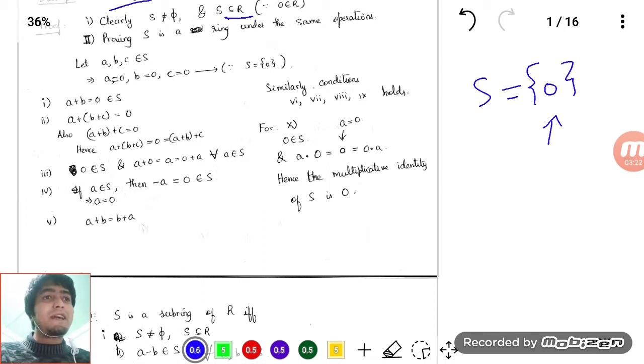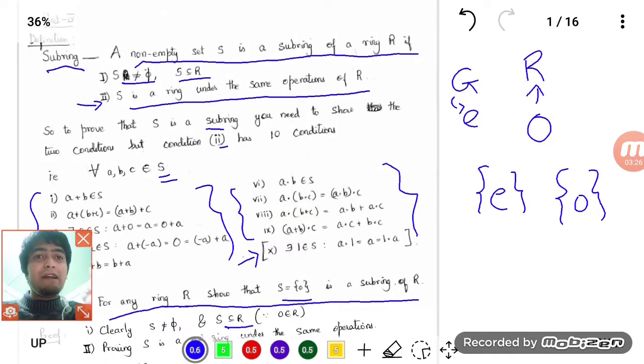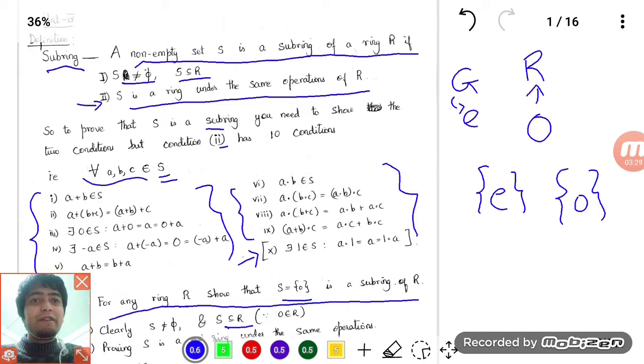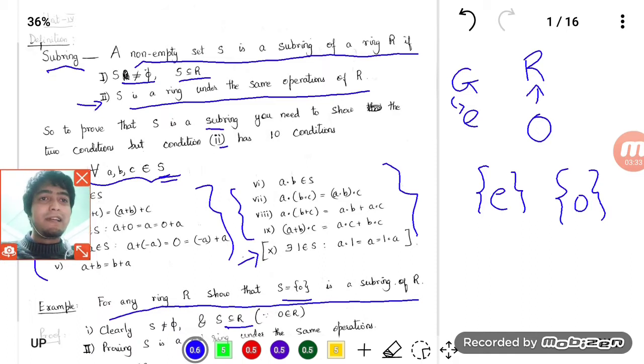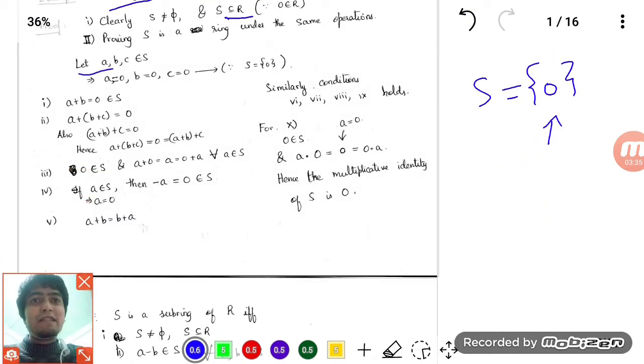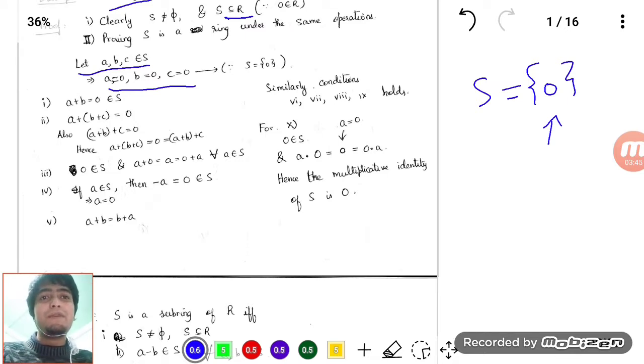So what do we have to start with? You see this? A, B, and C belong to S, right? So that is how we will start: A, B, and C belong to S. But S over here contains only the element 0, so it has no choice. A, B, and C all have to be equal to 0. I hope that is clear.